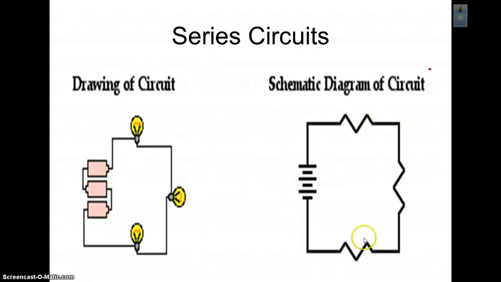So this would be a series. This would be like, say, a light bulb or something like that here and here. And that would be a schematic of it, and this would be the power source, like batteries.